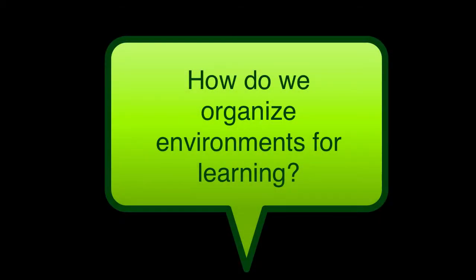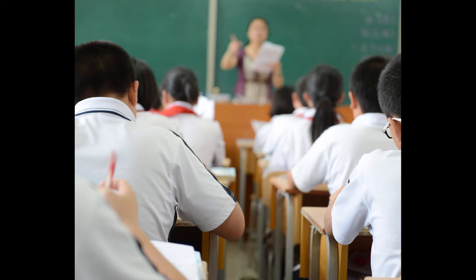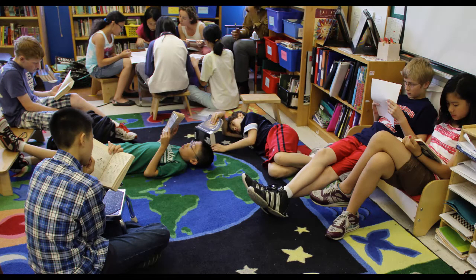So, how do we organize environments for learning? Traditionally, classrooms were organized for teaching, for the transfer of knowledge and the control of behavior. This environment is upturned within the learning cultures model, where the environment is organized to support students in cultivating personal intentions and independent competencies that align with established learning standards.